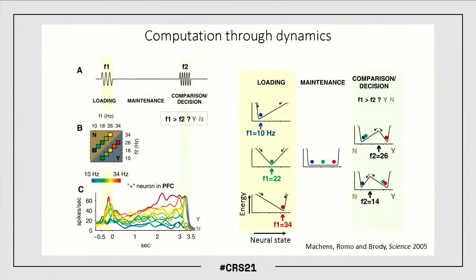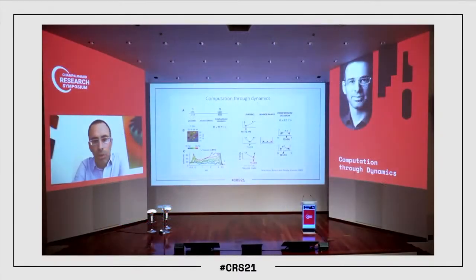So I'll start by showing you one of my favorite examples of what computation through dynamics can be. And so this is work by Christian Mackens, Ranulf Rom, and Carlos Brody, where they looked at responses in prefrontal cortex of monkeys that were trained to solve a particular discrimination task, which is shown on the top left. So the monkeys were presented tactile stimuli that had different frequencies, and so the task was to perceive a first frequency F1, and then they had to wait to get a second stimulus with frequency F2, and the decision was about whether F1 was larger than F2.